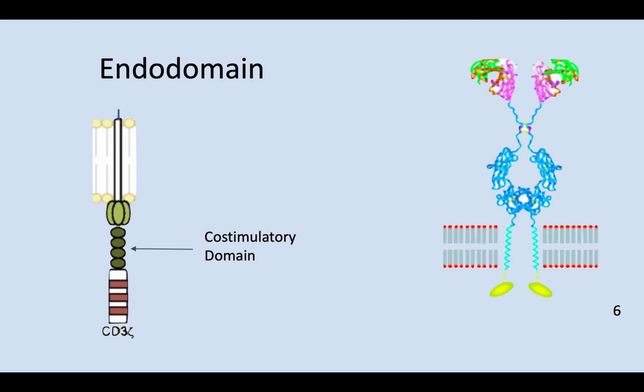The endodomain consists of two parts, the costimulatory domain and the CD3 zeta. The costim domain can be made from CD4, CD8, or CD28 proteins. The CD3 zeta is responsible for the proliferation of the signal and sending it down the signal cascade. It will eventually cause cytokines to be released.